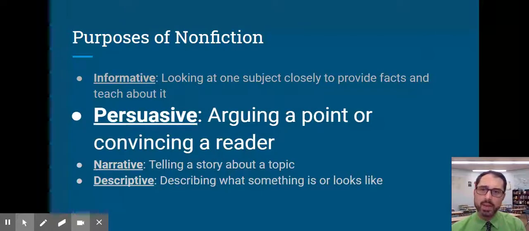Again, these paragraphs were working on persuading, arguing one point. They weren't telling a story. When you watch the video on narrative writing, I was actually starting to persuade, but I ended up telling a story about myself, and that's narrative writing. Now, these purposes of nonfiction overlap a bit, but the two you saw here lead. Their main purpose is to persuade.